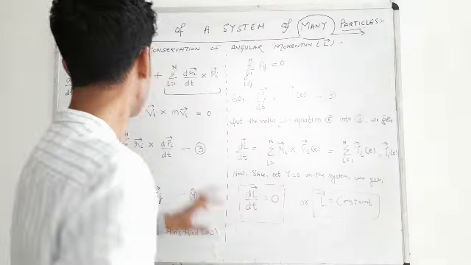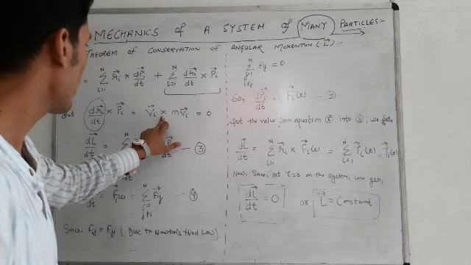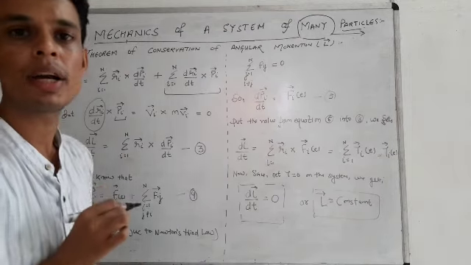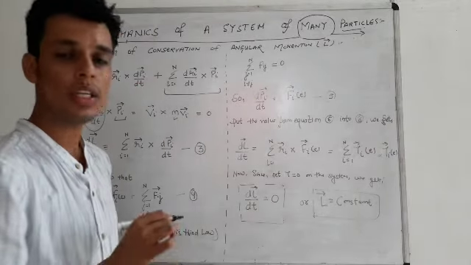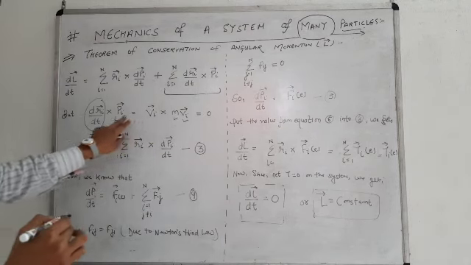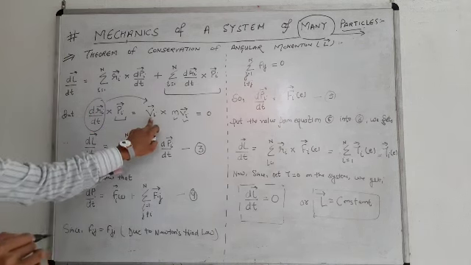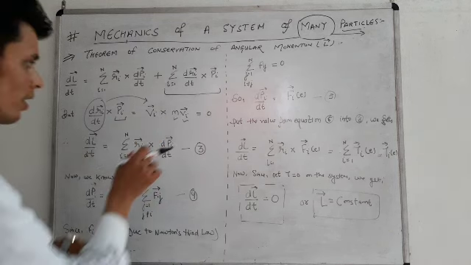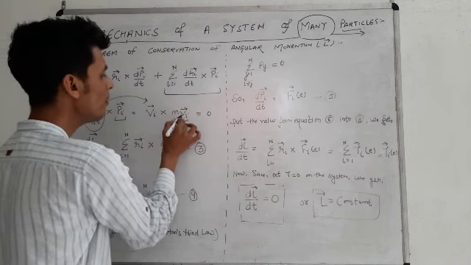We can call it the velocity of the ith particle. So it will be the velocity of the ith particle cross product with pi, the linear momentum of the ith particle, and we know that we can write the linear momentum of the particle as mass multiplied by velocity. So this term, dri upon dt, can be written as the velocity of the ith particle cross product with pi, which is mass into velocity, so m vi. So vi cross product with m vi.